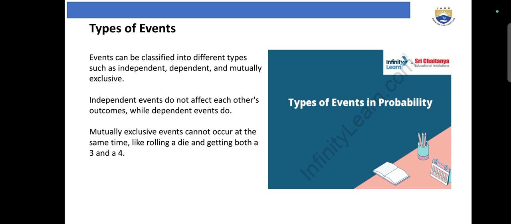Events can be classified into different types such as independent, dependent and mutually exclusive. Independent events do not affect each other's outcomes while dependent events do. Mutually exclusive events cannot occur at the same time, like rolling a die and getting a 3 and a 4.